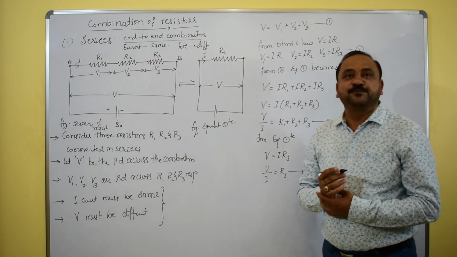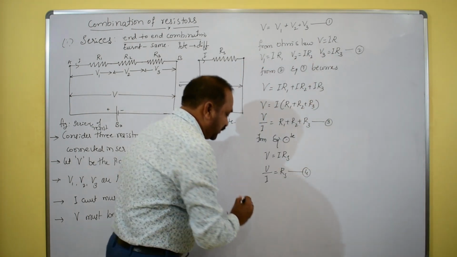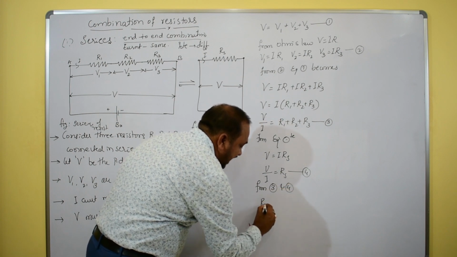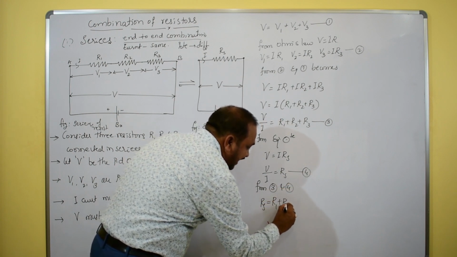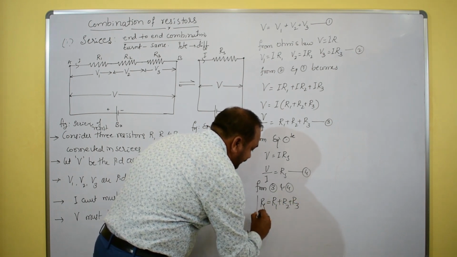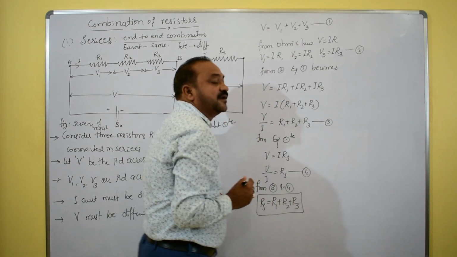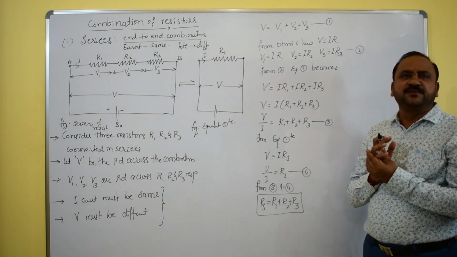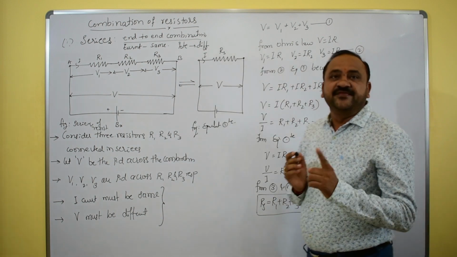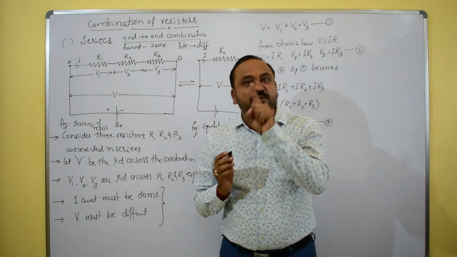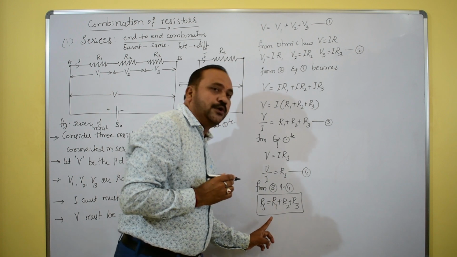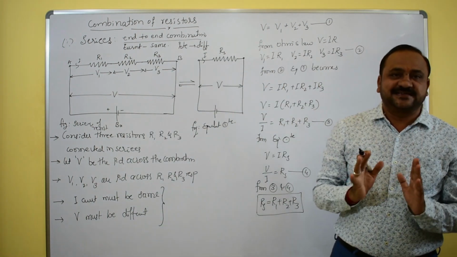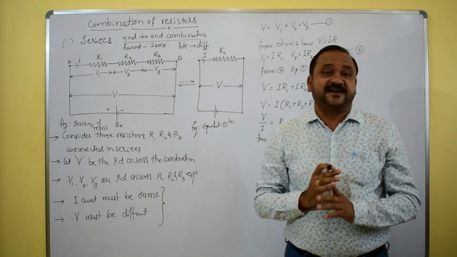From equations 3 and 4, Rs equal to R1 plus R2 plus R3. This is the effective resistance for this series combination. When a number of resistors are connected in series, their equivalent resistance, their effective resistance, is equal to the sum of the individual resistances.